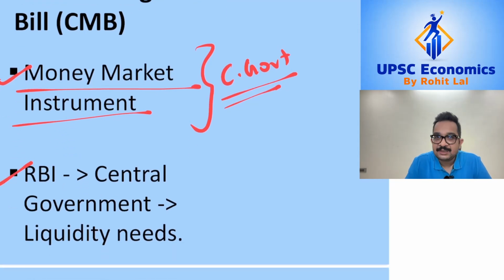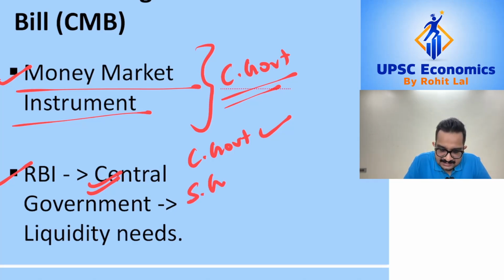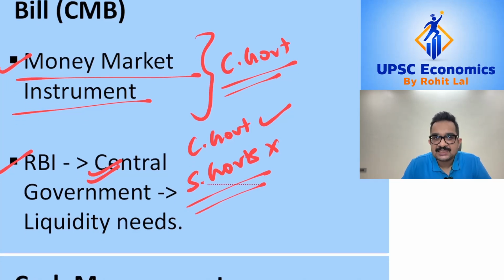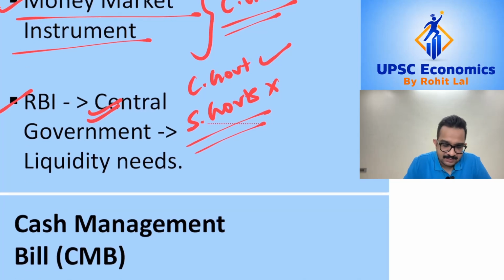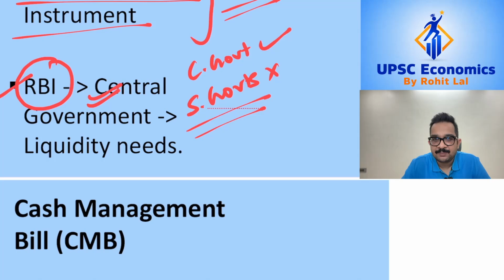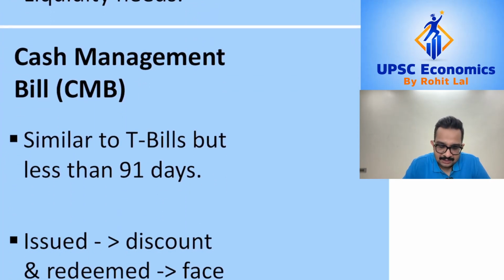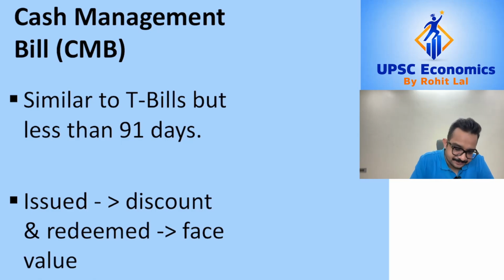The important thing to remember out here is that it is the central government which is allowed to use these cash management bills for meeting its borrowing requirements, and state governments cannot. So state governments are not allowed to issue or raise funds by issuing cash management bills, and it is the RBI which issues cash management bills on behalf of the government to enable the government to raise funds for a short term duration of time.